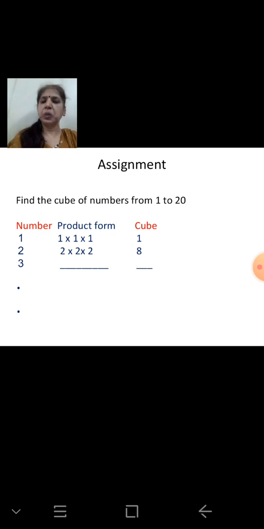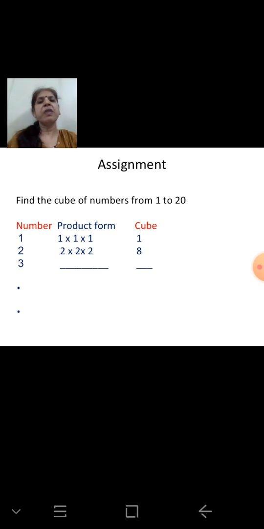Next is 2. So 2 into 2 into 2. It comes to 2 2s are 4, 4 2s are 8. Next number 3. 3 into 3 into 3. 3 3s are 9, 9 3s are 27. Next number 4. Same way you go on and make the table of the numbers from 1 to 20. Now 4, 4 into 4 into 4. 4 4s are 16, 16 into 4, that is 64. 5, 5 into 5 into 5, 5 5s are 25, into 5, 125.